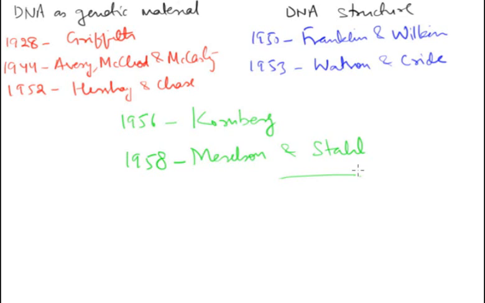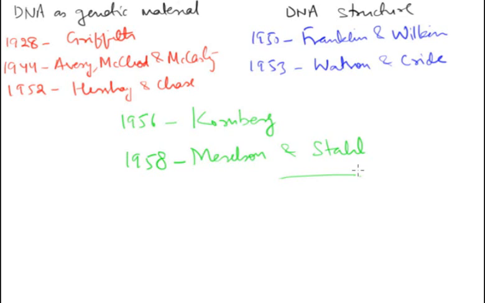So, if DNA is a genetic material, then it has to pass from one generation to another, and therefore it must be duplicated or replicated. But what is the mechanism of that replication? In 1956, Kornberg discovered the DNA polymerase enzyme from E. coli, and just 2 years later, in 1958, Meselson and Stahl finally solved the mystery of the mechanism of DNA replication.